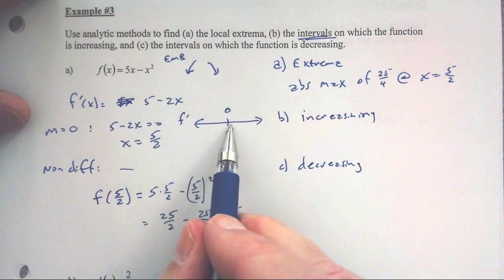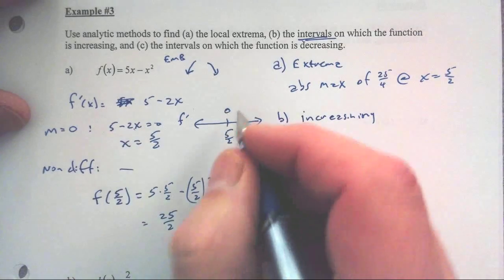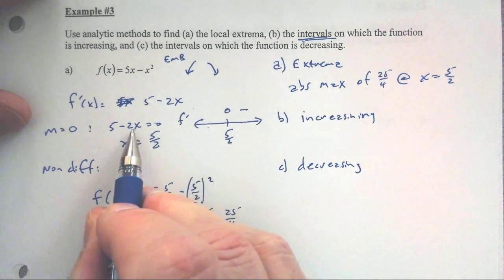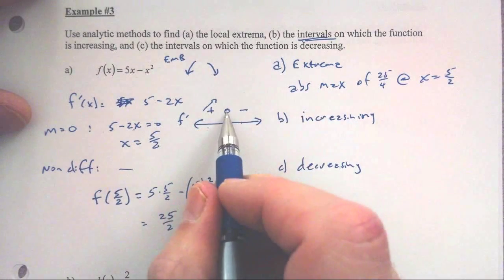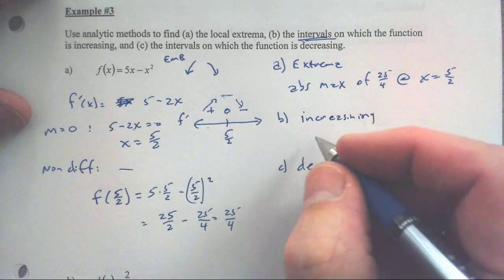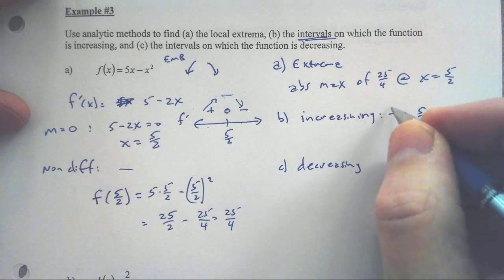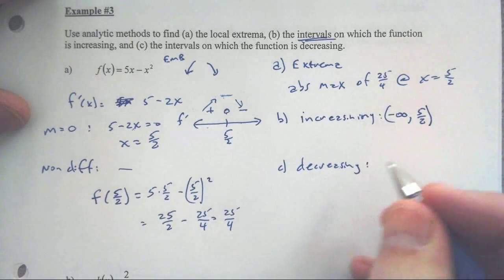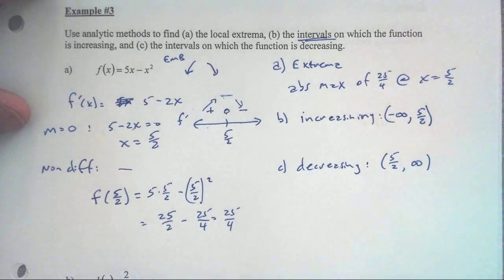If I put a value bigger than 5 halves, like 3, I get 5 minus 6, it's negative. If I put a value prior to 5 halves, like 0, I get 5, it's positive, which means the graph is increasing to the point where the slope is 0, and then it's decreasing. Therefore, we have an increasing function on the interval negative infinity to 5 halves. Is it increasing at 5 halves? No. Parenthesis. Then it's decreasing from the other side of 5 halves to infinity.